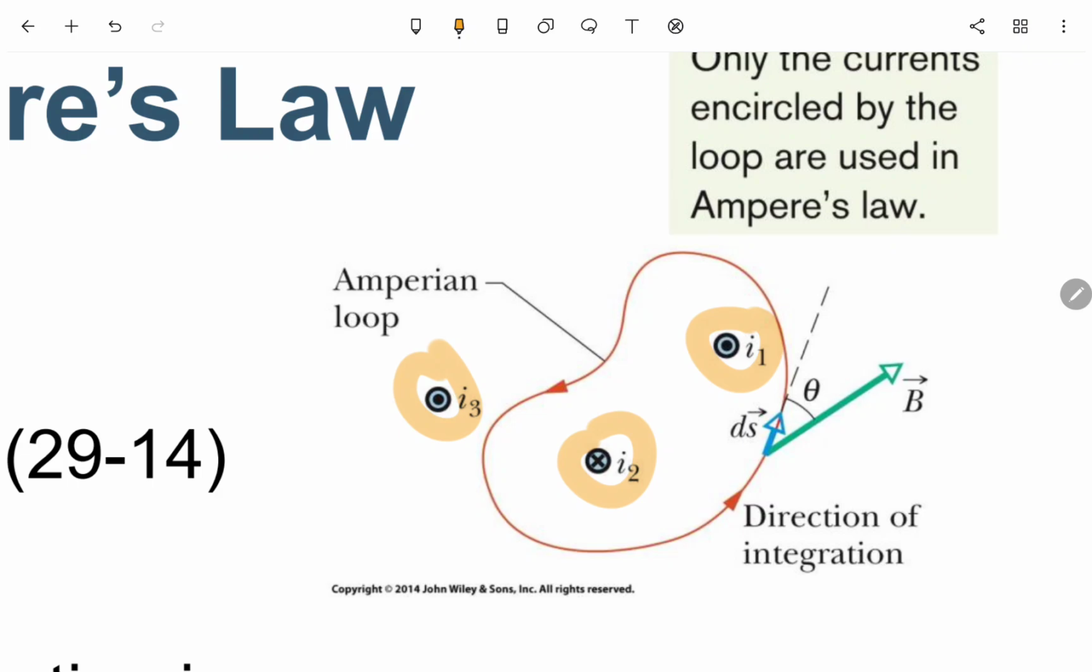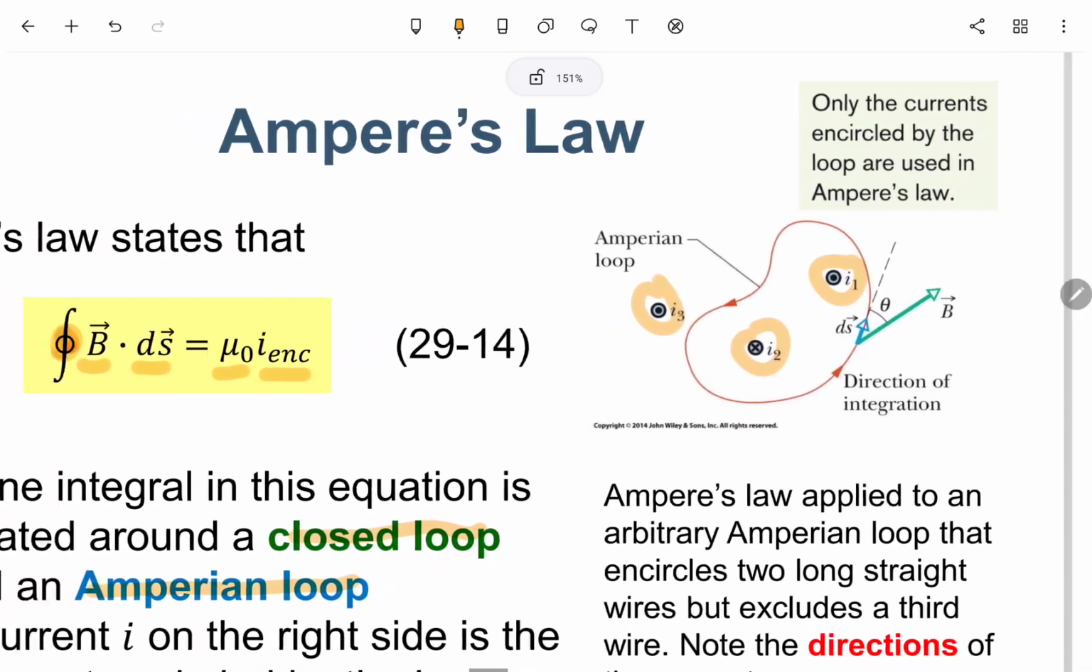So if I1 and I3 are a circle with a dot, this means an infinitely long current pointing out of the page. And I2 is a circle with a cross, which means that the current is also infinitely long and going into the page. So there are three currents in this situation.